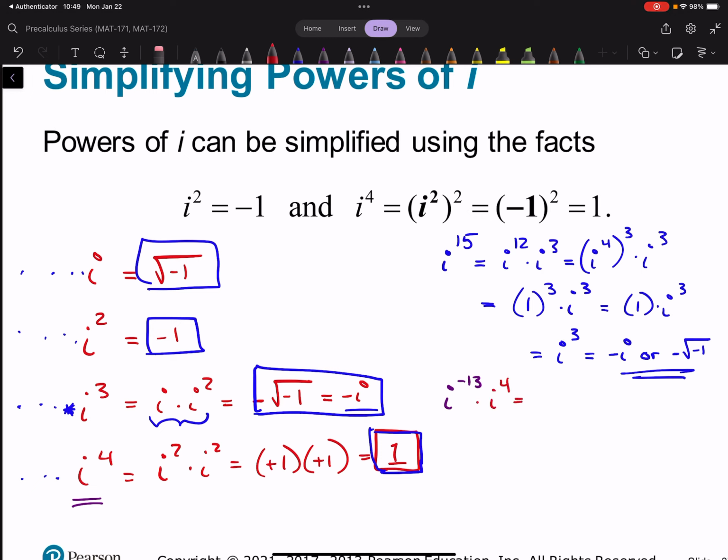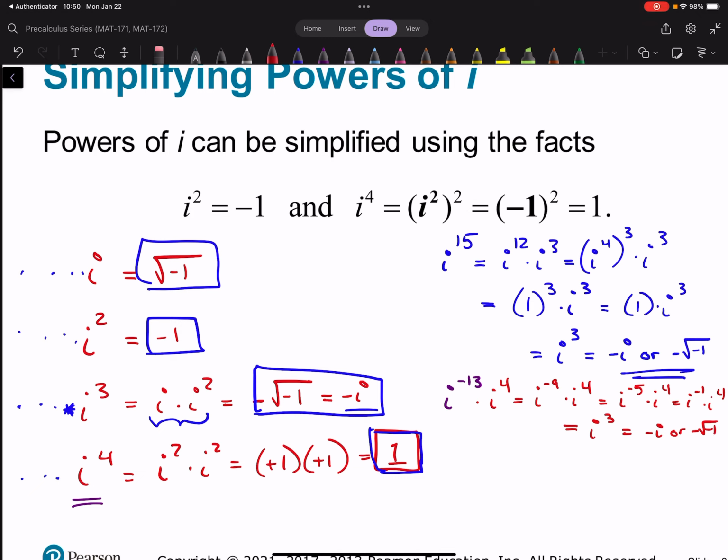Now negative 13 plus 4 is negative 9 times i to the 4th. And you can keep doing this over and over because i to the 4th is just equal to 1. Negative 9 plus 4 is negative 5 times i to the 4th. That's negative 1 times i to the 4th. That gives me i cubed, or negative i.